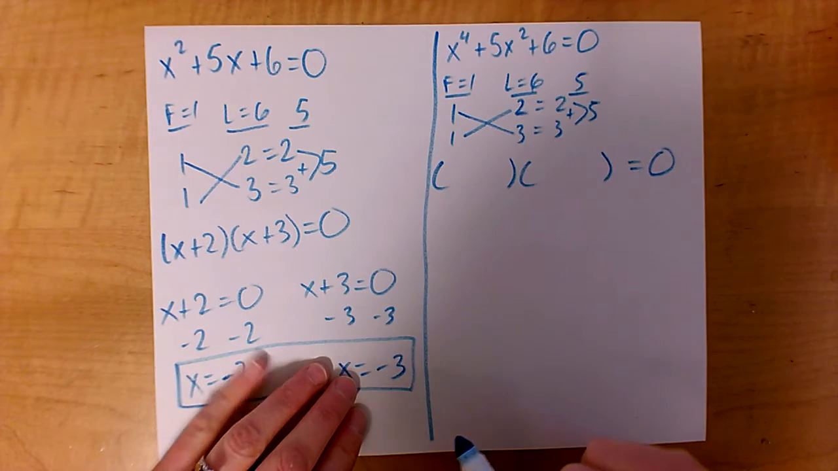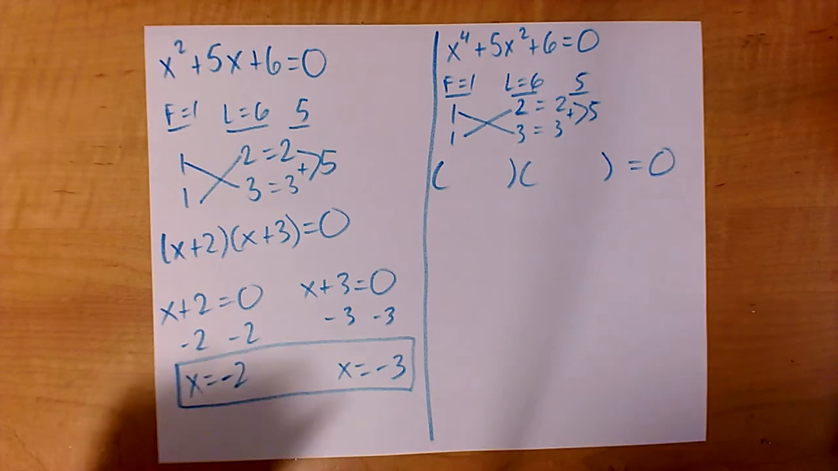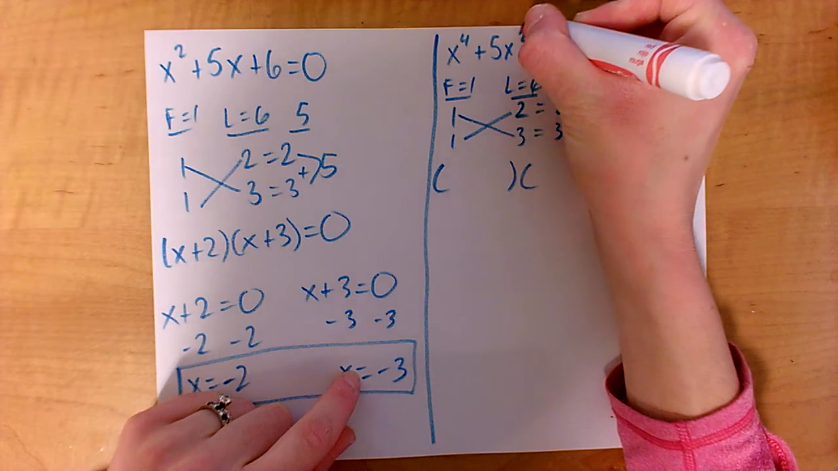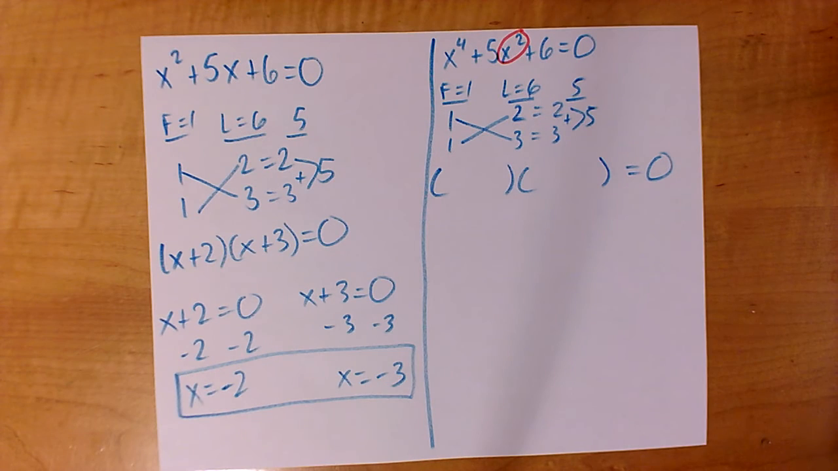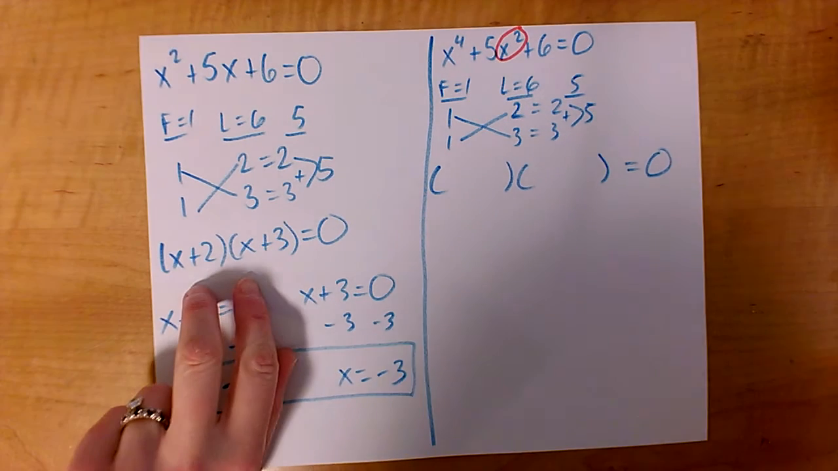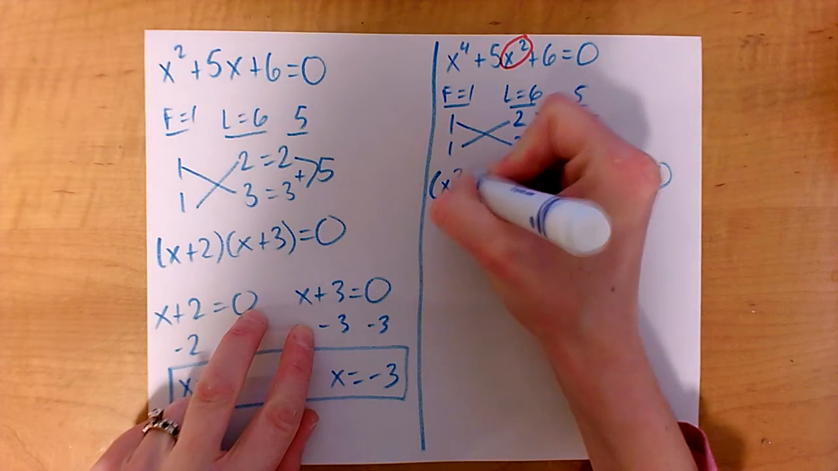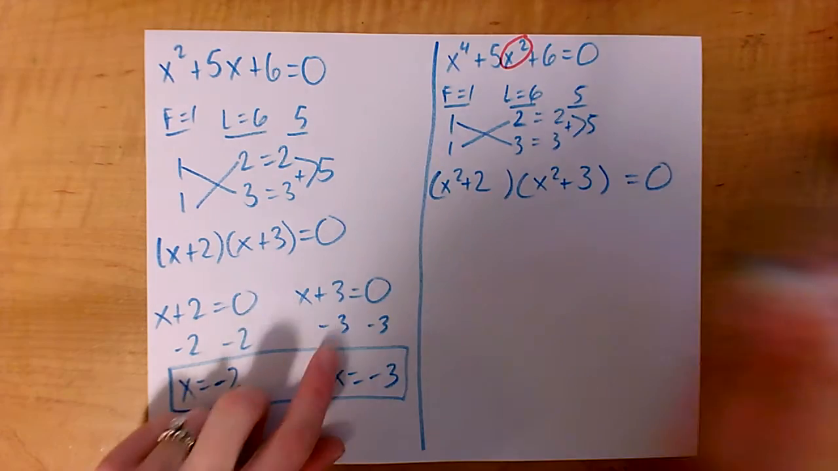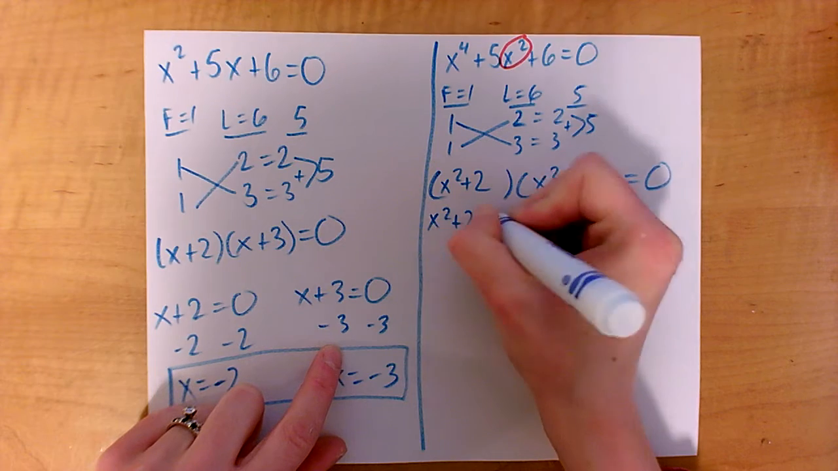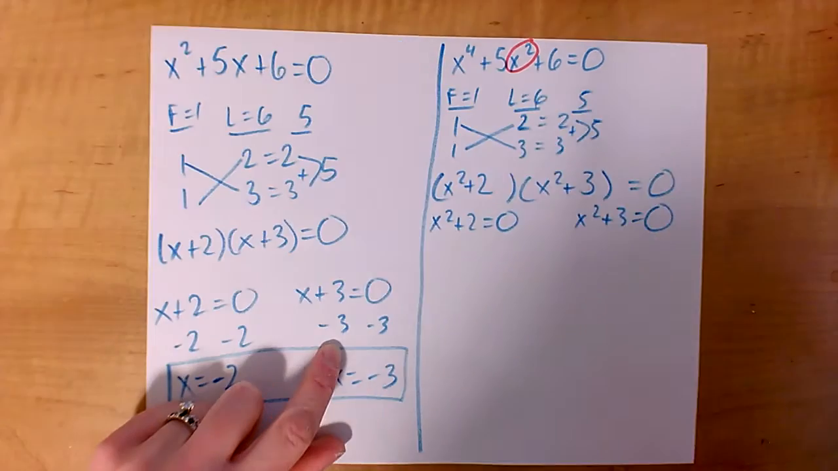Now here's where the one difference comes in. When we go to put them in parentheses, the variable and the exponent that we're going to have in our parentheses is going to be the same as the middle term. In the real quadratic, we had x plus 2 and x plus 3. Here, we'll have x squared plus 2 and x squared plus 3 equals 0. Then we would take each one of those and separate and solve.